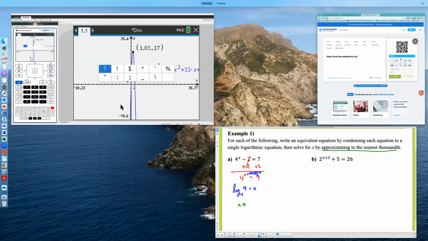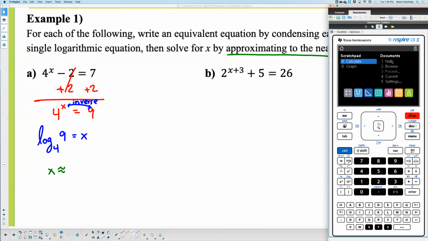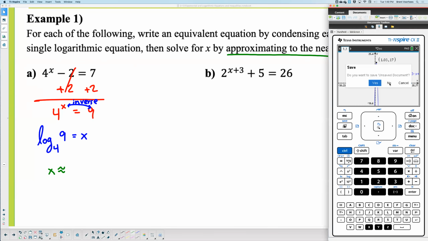So open up your Inspire, and we will calculate this. Control log is on the left side of your calculator. Base 4 of 9, press enter.